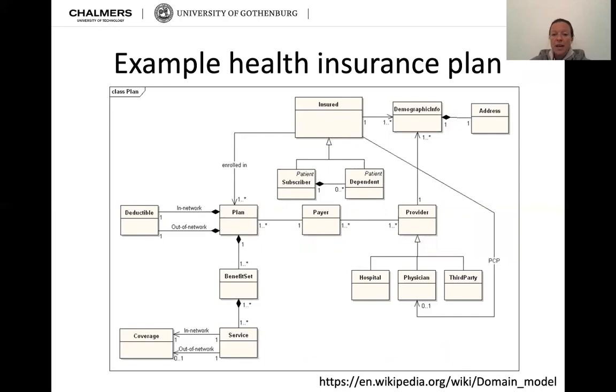For the insured, we have a generalization. So he has two specific subtypes. One is subscriber and one is dependent. And then the insured is enrolled in a plan, going to the left. The plan has deductibles. The plan has associated a payer. And it has a benefit set. The benefit set has a service, and that service can have in-network and out-of-network coverage.